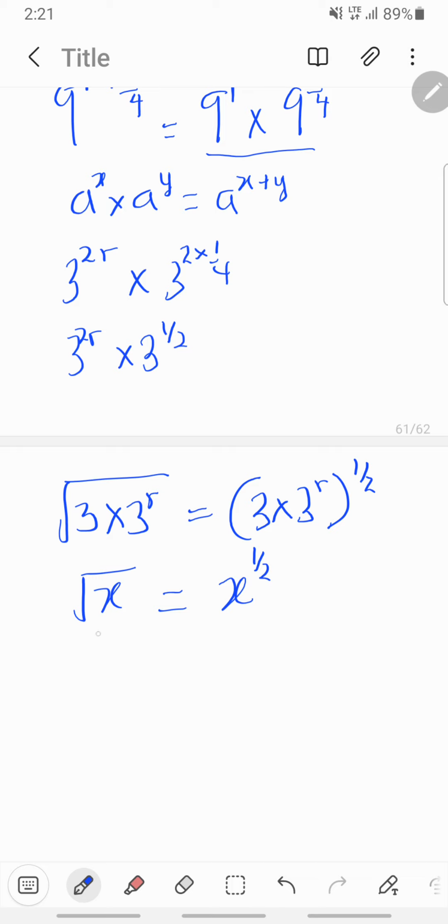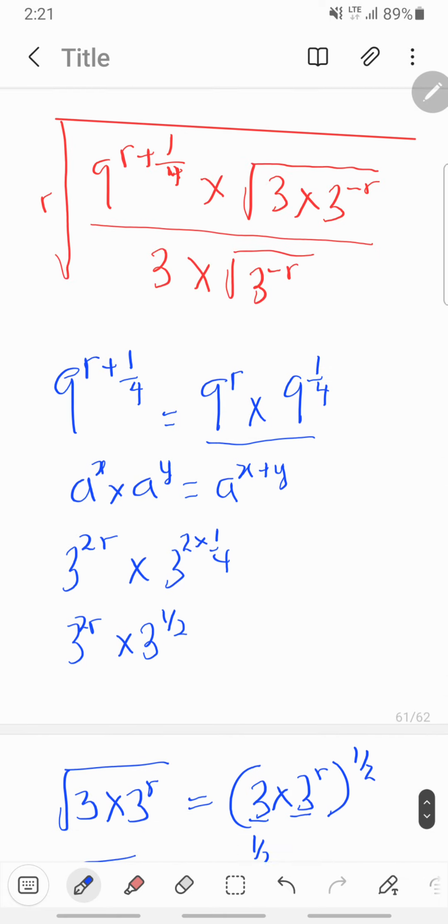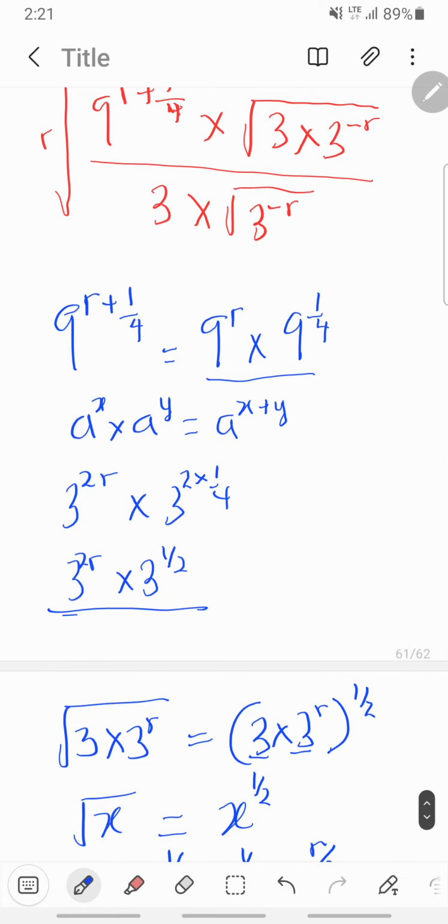Now that 1 over 2 that we have outside is for the two terms inside the bracket. So that is 3 times 3 raised to power r, all raised to power half, which is the same thing as 3 raised to power half times 3 raised to r over 2, because that half is for the r. So remember, they are in multiplication with the first term.